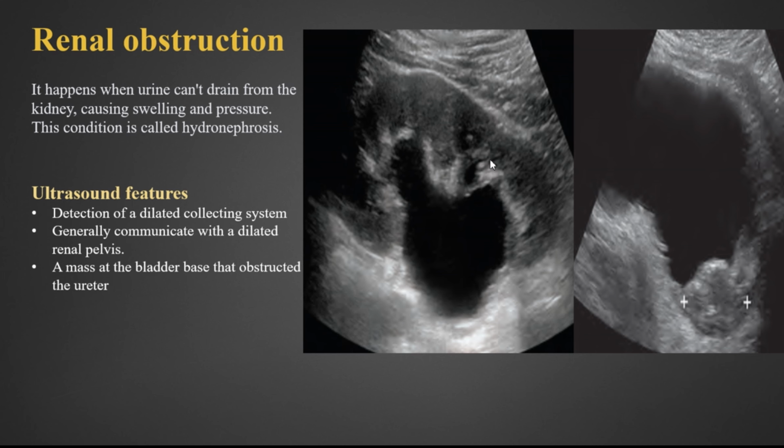As here we can see this one is the renal parenchyma, this is the renal cortex, and here we can see the anechoic fluid which is causing the enlargement of the kidney, and this fluid is communicating with the renal pelvis. On evaluating the urinary bladder, it was seen that a mass has obstructed the ureter at the base of the urinary bladder. So this hydronephrosis is caused due to the obstruction caused by the urinary bladder mass.